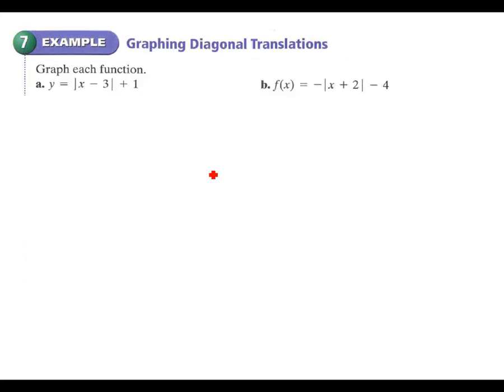All right, last one here, 7. Graphing our, oh, not the last one, sorry. Closing in on the end, though. We're going to do both at once, so graph each function. Two things going on here. We're going up 1. We're going opposite of this, right 3. So I'm going to go from the origin, up 1, right 3, and from there, I'm going to do my absolute value graph.